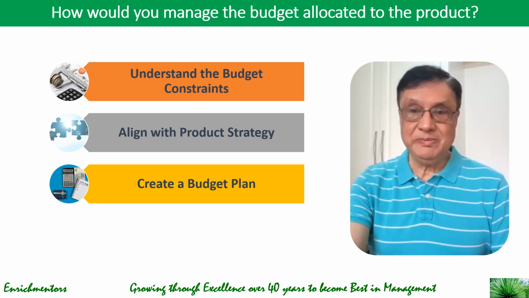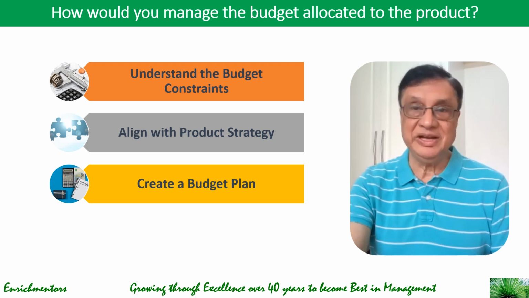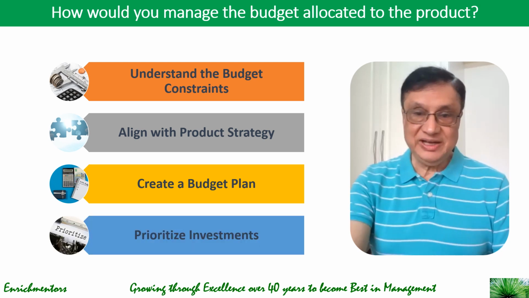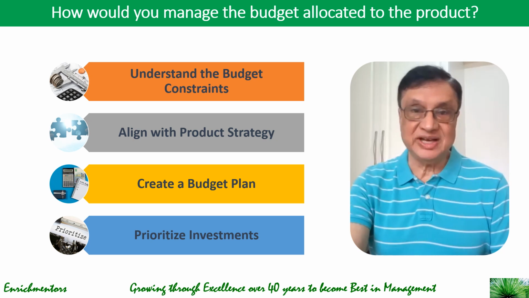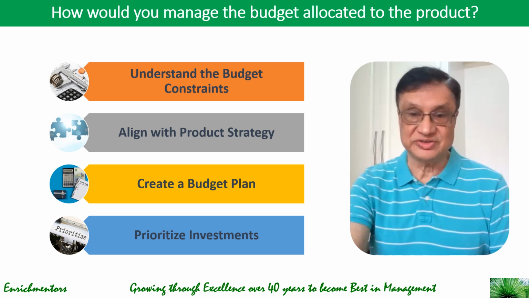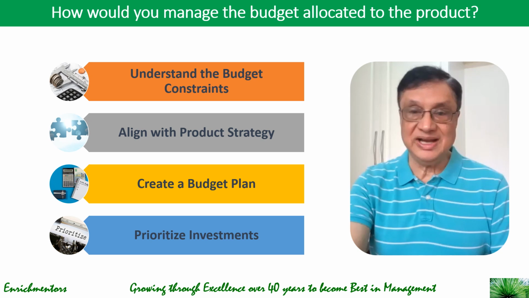Develop a detailed budget plan that outlines expected expenses over your product's life cycle. Consider costs related to development, marketing, sales, support, and ongoing maintenance, right? Prioritize budget allocation based on the product's roadmap and strategy, because that's what you have decided would get you the vision that you have set for your product, right? So prioritize budget allocation based on the roadmap and the strategy. Allocate the resources to high impact initiatives that are closely aligned with the customer needs and business goals.